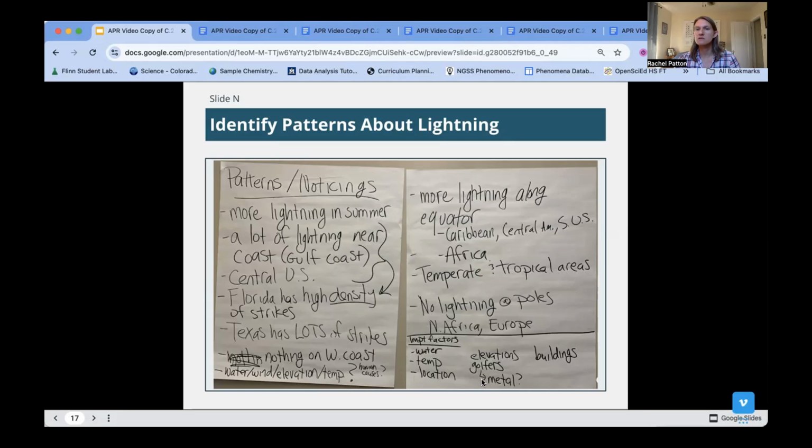They wonder if metals. So they knew something about not golfing when there was lightning, so they wondered if metal played a role. And then also they wondered about buildings, the number of buildings or the type of buildings, and if that played a role.